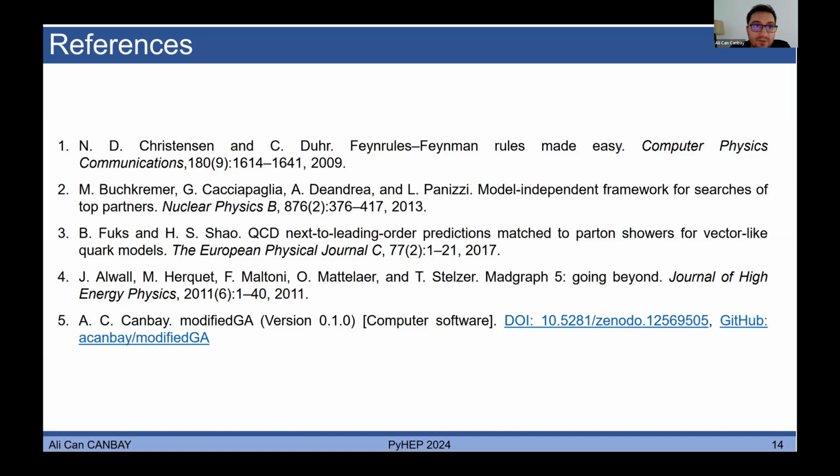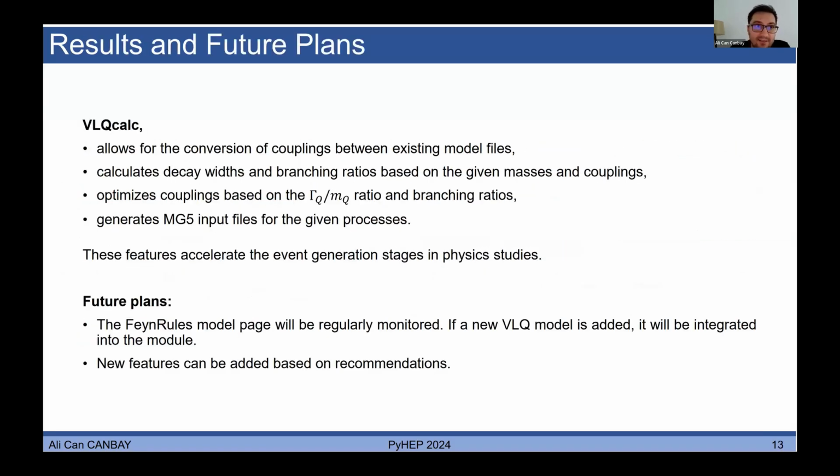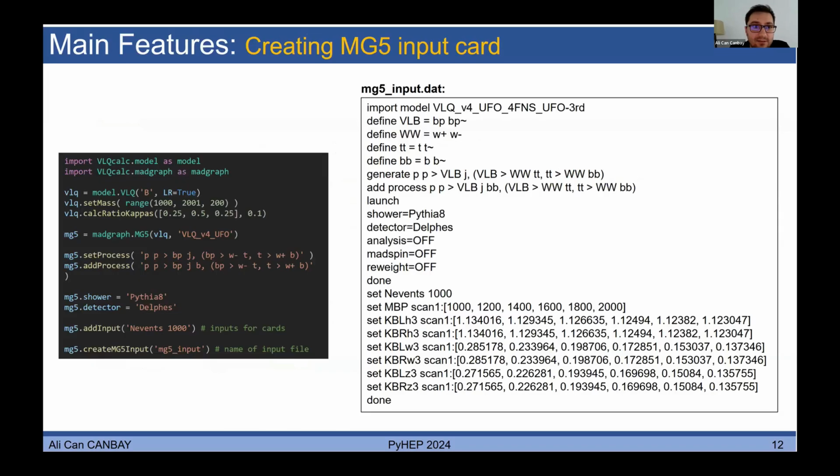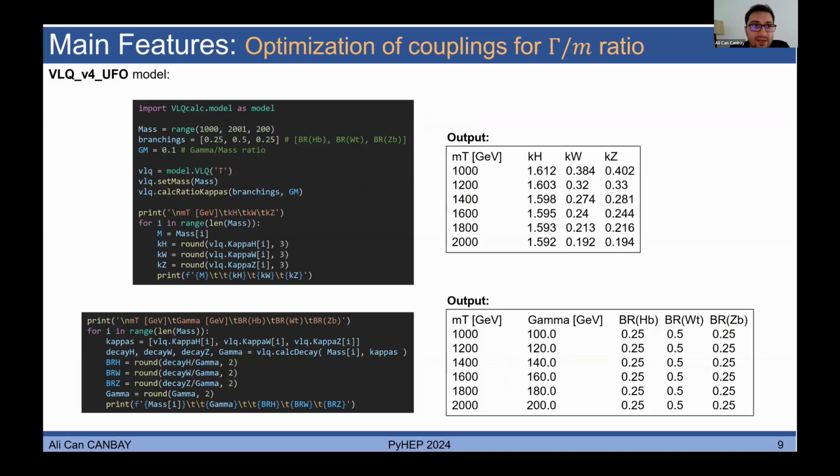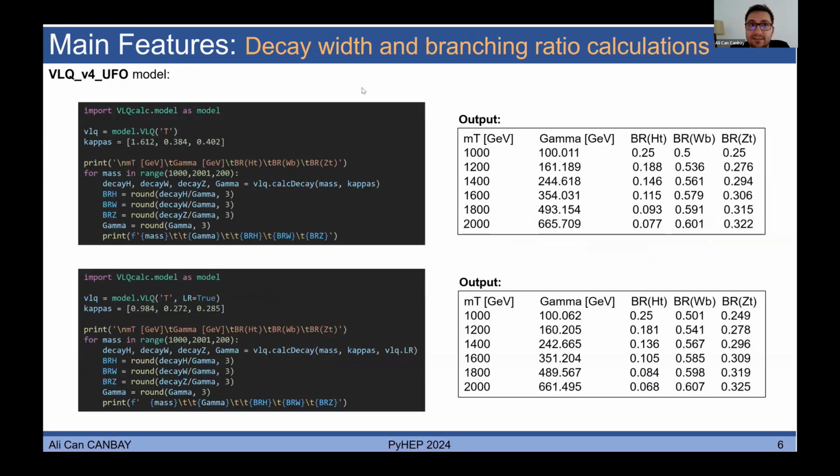This was part of my PhD thesis, but we generalized these scripts to a module. And in the decay width and branching calculations, we are using the original formulas from the VLQ V4 UFO model, and the FNS is defined in this model.